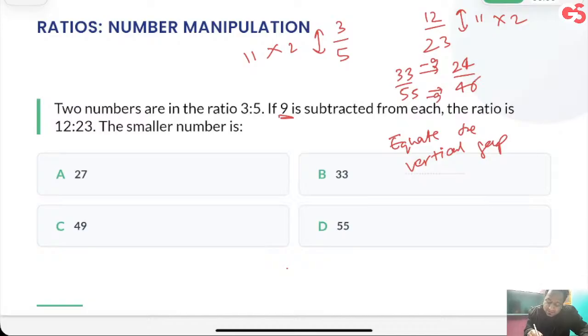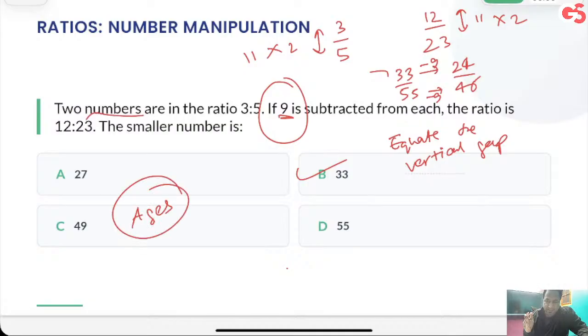Wow, and that was the question asked, the same thing. We got the answer, guys. So 33 is the answer. See, the moment you equate the vertical gap, the horizontal gap automatically becomes same. So this is the kind of question. Any questions related to ages is the same.